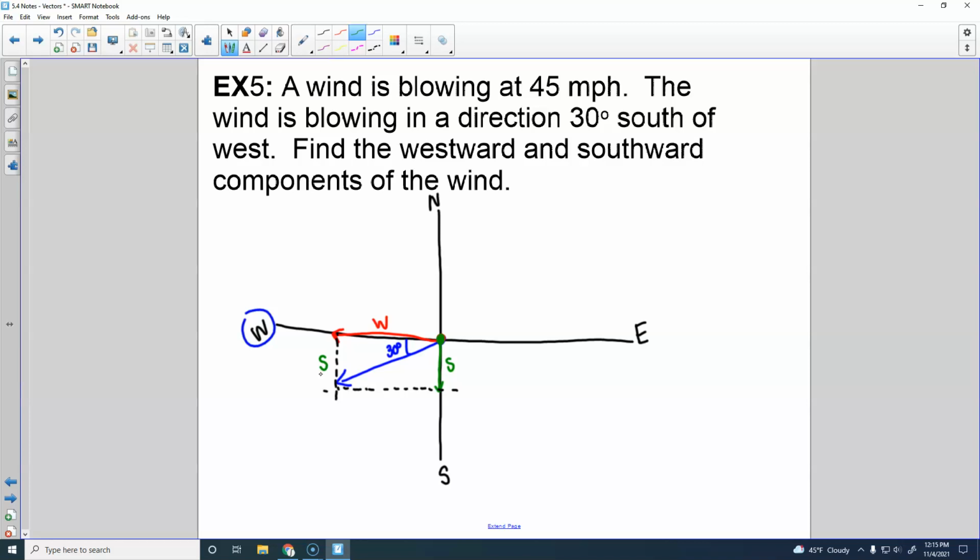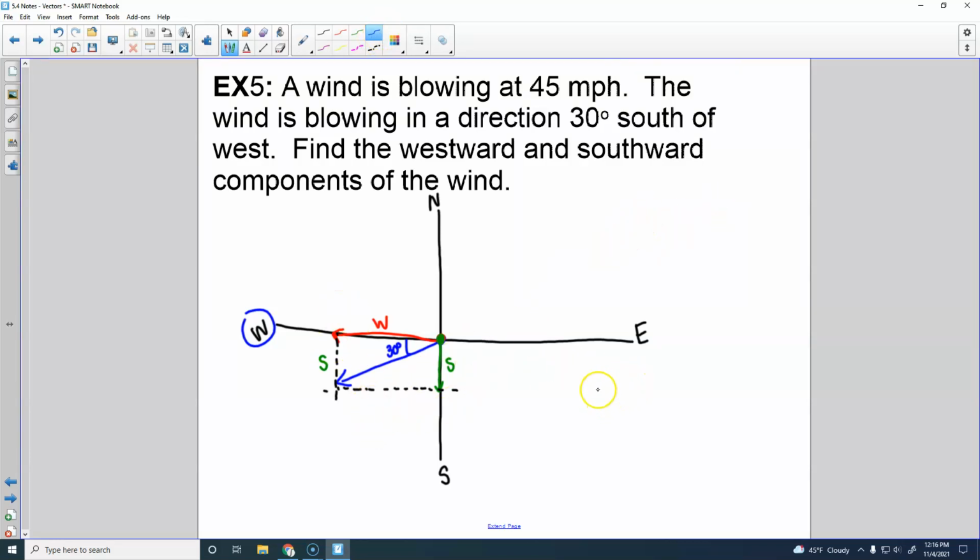So, I want to know how much of this wind is blowing to the south, how much of it is blowing to the west. This would be important if you maybe have a building here, and as the wind hits the wall of that building, if it's facing east, the only wind that's actually going to push on that wall is the westward wind. The southward component doesn't really affect it there.